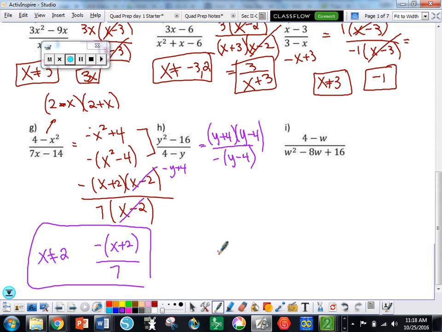Now, excluded values. Y cannot be what? Okay. And I cancel and I have to cancel. So how am I going to write my final answer? And then over negative 1, so we're just going to put it out instead. Yes.